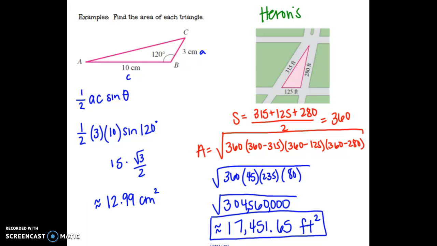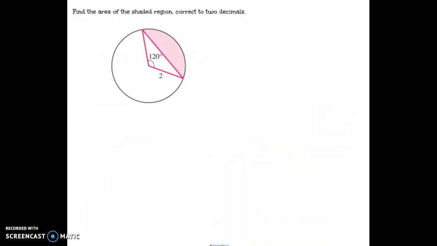Okay, so there's one more example. The last example I want you to leave blank for now because I know that that uses the law of cosines, and we haven't done that yet. So this is really the hardest that it can get for us. It's kind of looking at the area of this triangle, but it's in a bigger problem. So we want the area of this shaded region right here, correct to 2 decimal places.